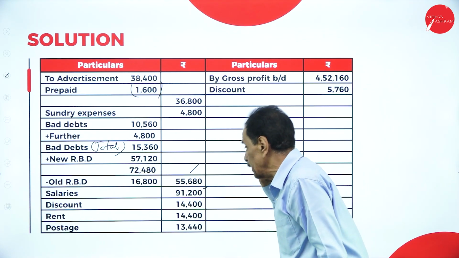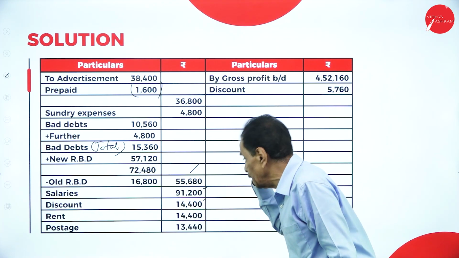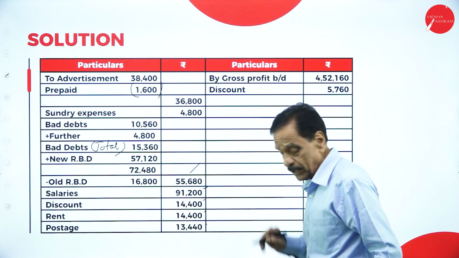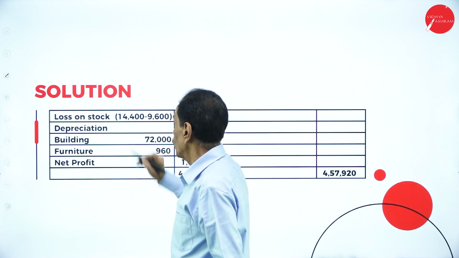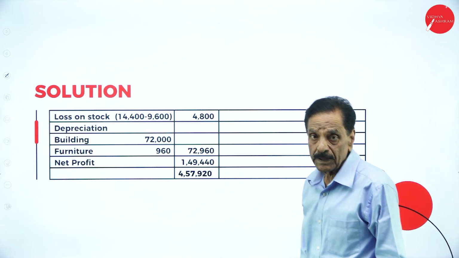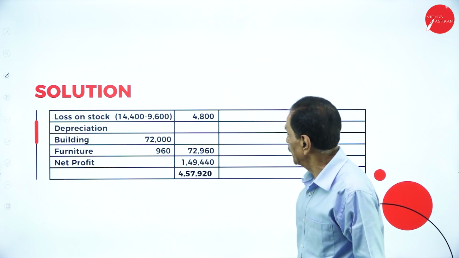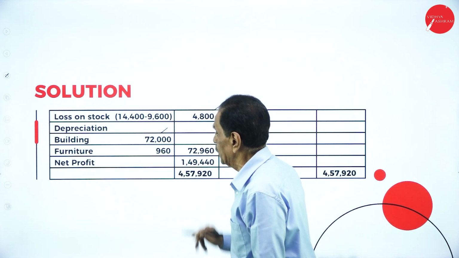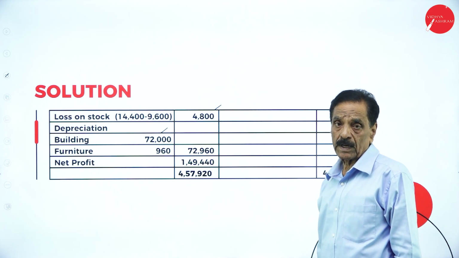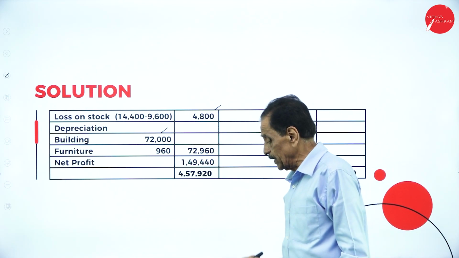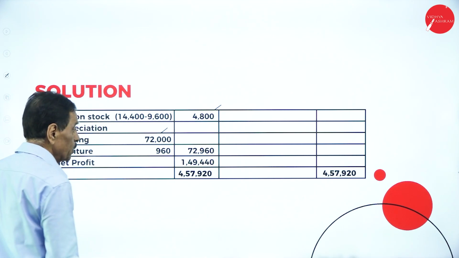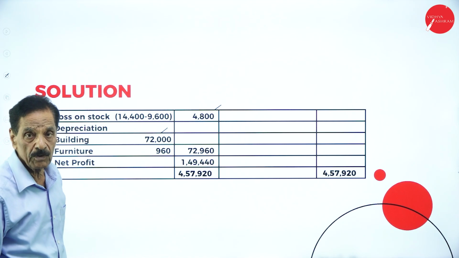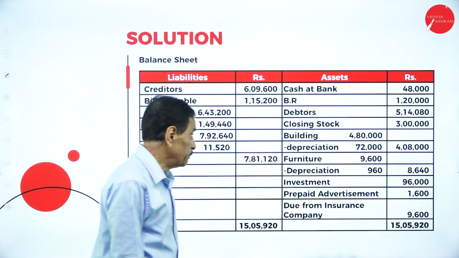Then salary is an expenditure, discount is an expenditure, rent is an expenditure, postage is an expenditure. Then loss of stock, totally stock destroyed is 14,400 minus 9,000. Loss is 4,800. Depreciation on building 72,000. On furniture 960. 72,960. Credit side is more than the debit side. The difference will come 1,49,440. Come back to balance sheet.